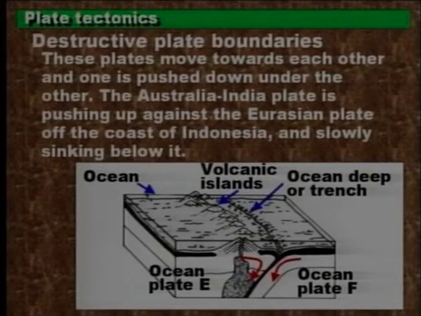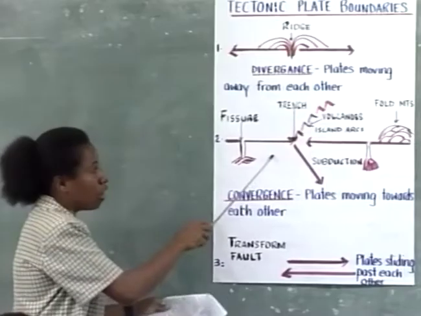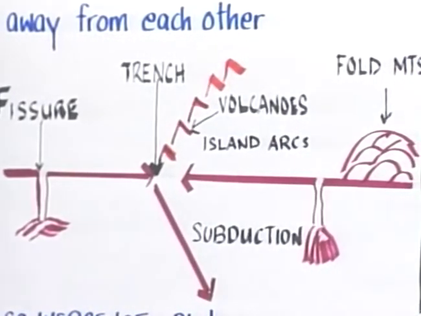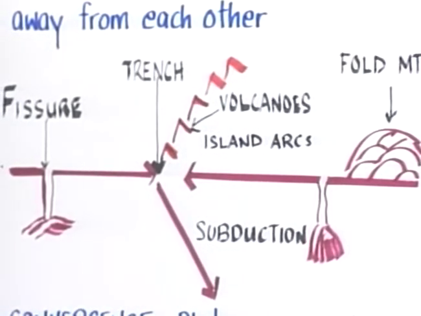Most of the features that are formed as a result of the convergence of plates, you can also owe that, especially the boundary, to a destructive plate margin or plate boundary.